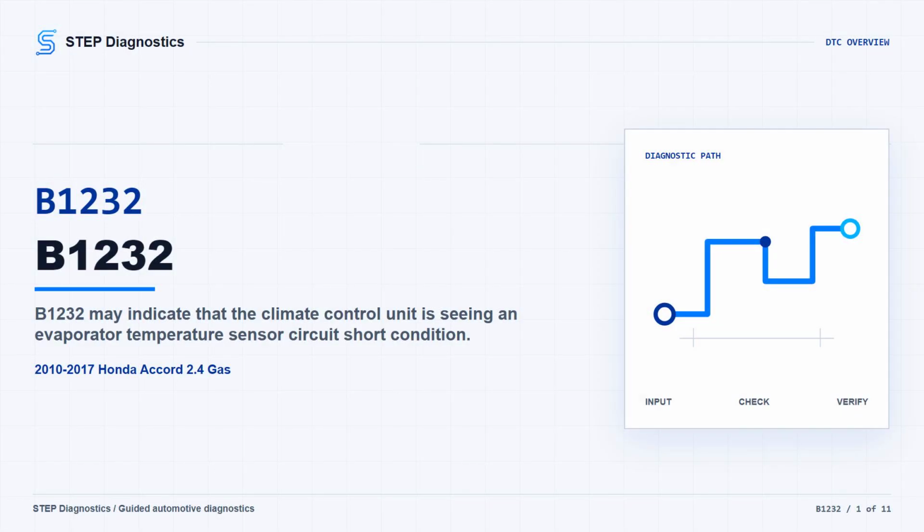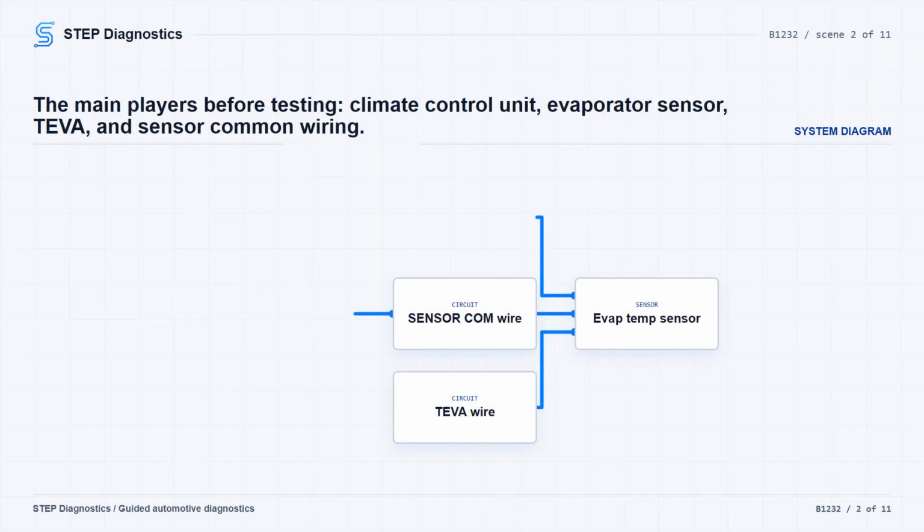On this 2010 through 2017 Accord with the 2.4 gas engine, B1232 points to a short problem in the evaporator temperature sensor circuit. In plain terms, the climate control unit may be seeing an evaporator temperature signal that does not make electrical sense. The driver may notice A/C operation that seems inconsistent, or the system may simply store the code.